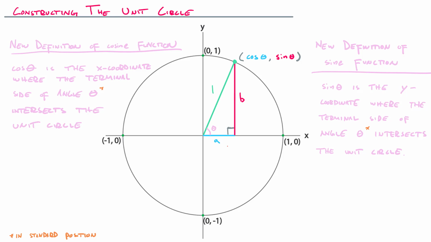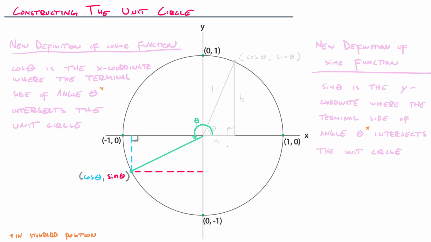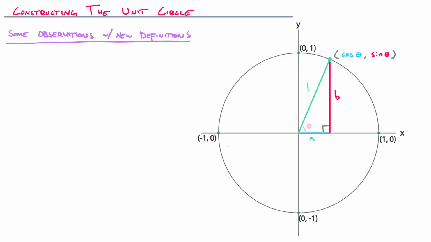So this is how I think about cosine and sine moving forward. Cosine is the x coordinate and sine is the y coordinate of an arbitrary point on the unit circle, respectively. And it can go anywhere we want. We can put it in quadrant 3, and this would still be the cosine of theta and the sine of theta. So we're going to make some observations about these new definitions.